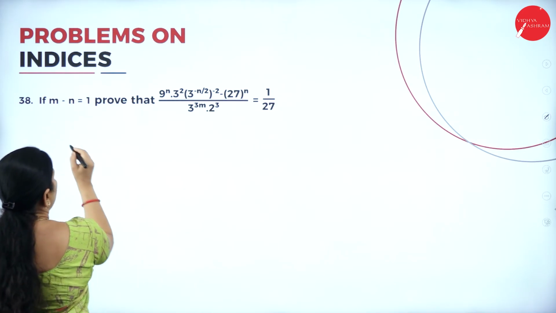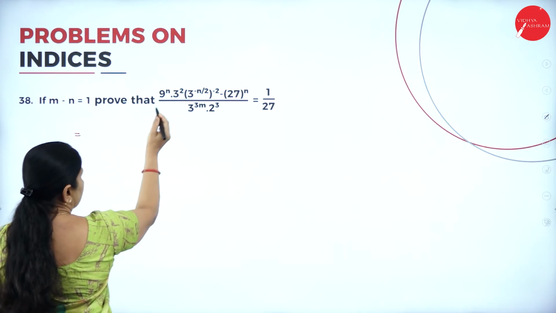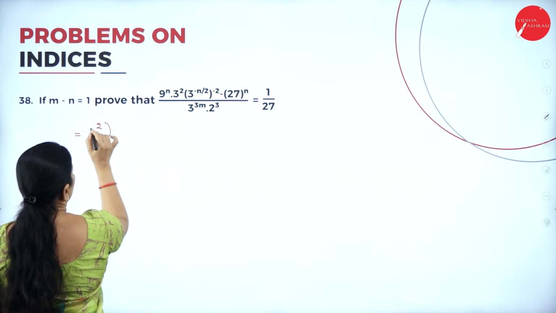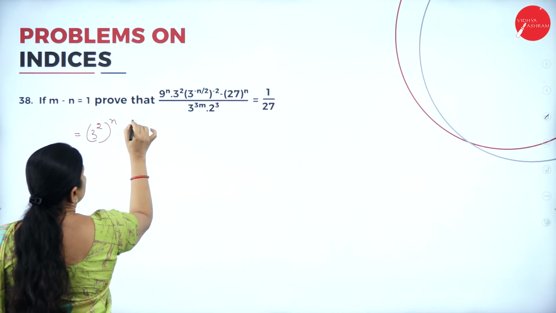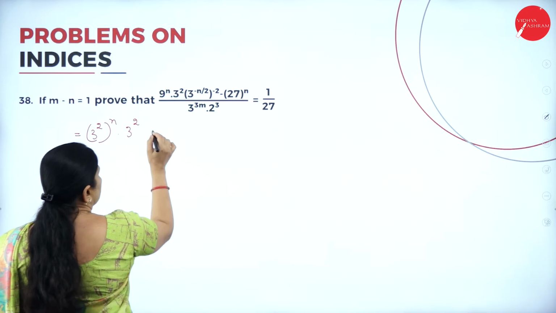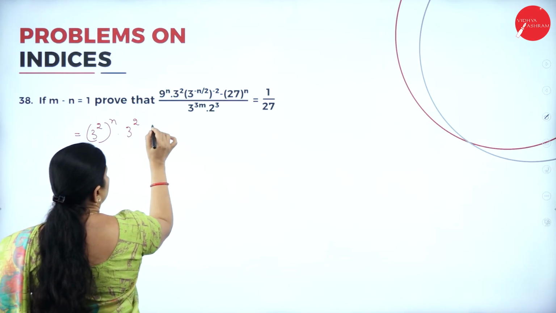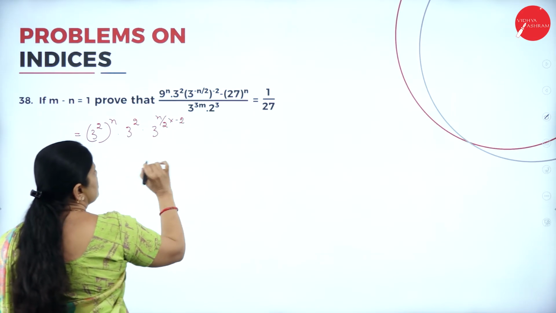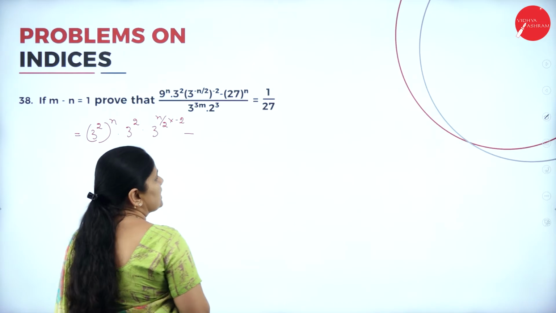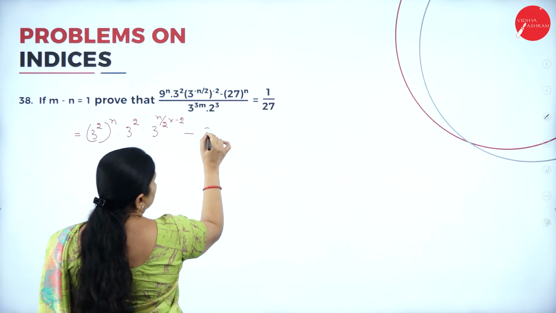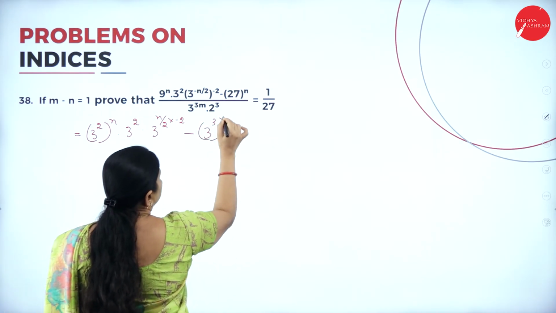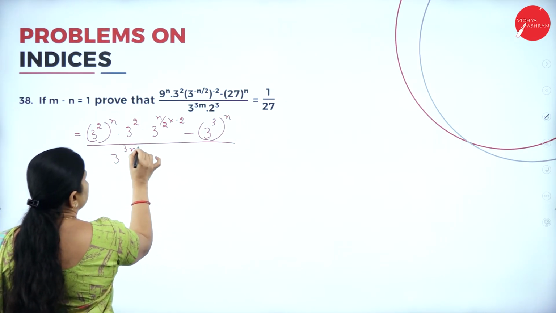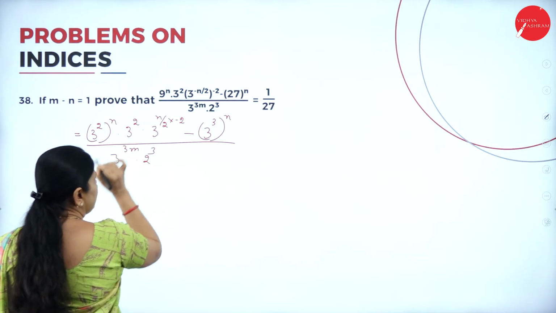So how do we simplify? We will write it in the lowest of the power. So 9 to the power n can be written as 3 square whole to the power of n, into 3 square, into, then the next will be, we have 3 to the power of minus n by 2 into minus 2, minus, again 27 to the power n is given. So this can be written as 3 cube to the power n, whole over 3 to the power of 3m into 2 to the power 3.